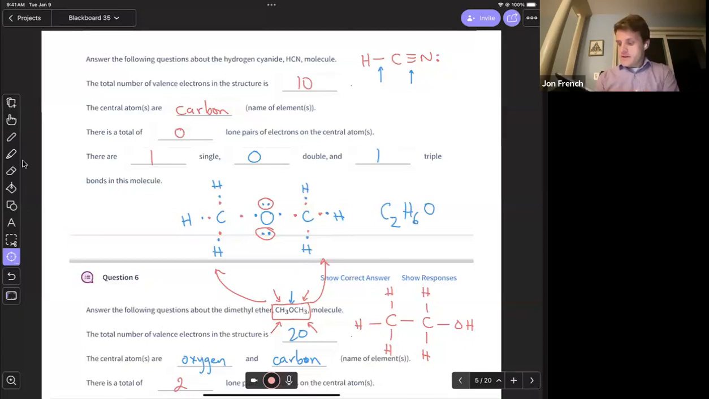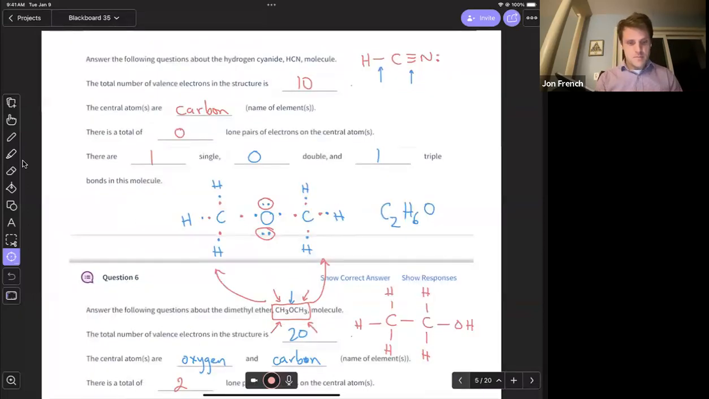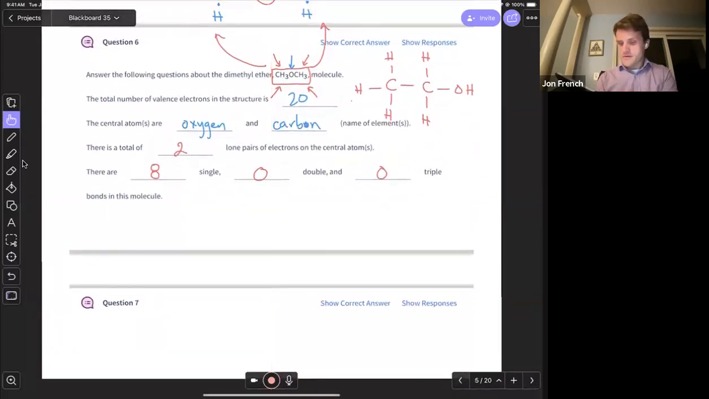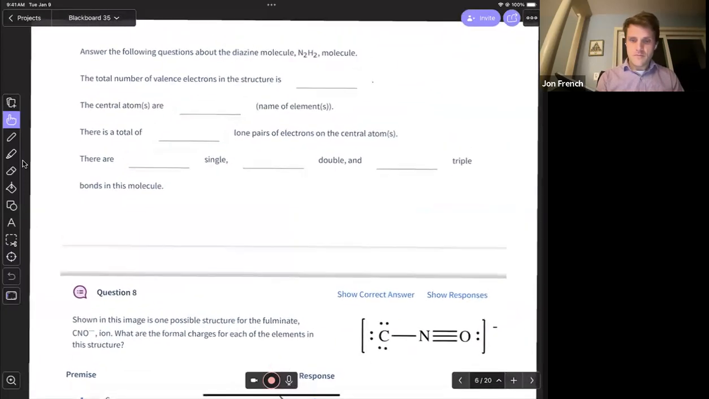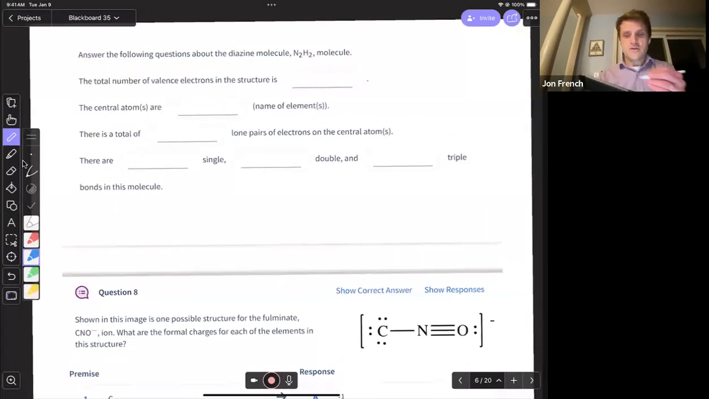All right, I'll do question 7 and 8, and then that'll be the first video here. Question 7, it looks like they don't give us the structure. We've got diazine, total number of valence electrons. For question 7, they don't give us the structure, but we've got 2 nitrogens.